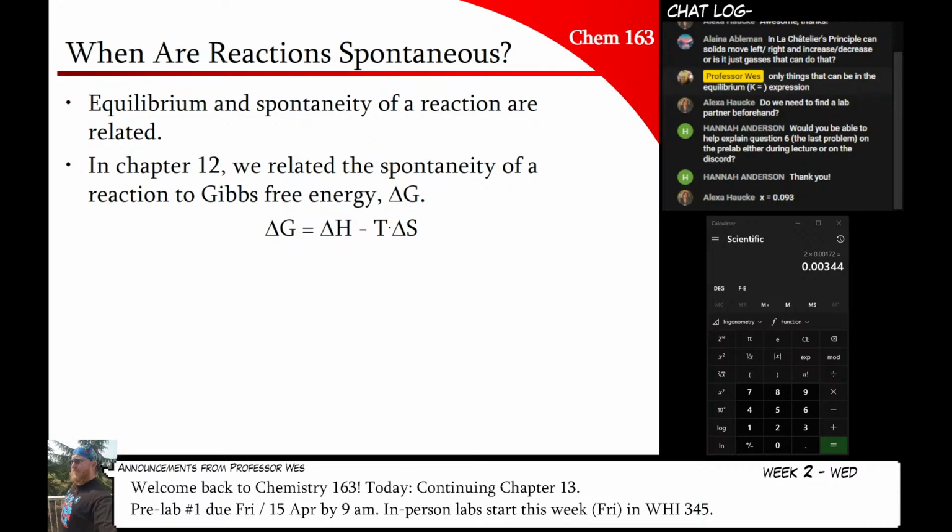What does that mean? Well, delta G tells you if a reaction happens, right? If delta G is negative, then the reaction is spontaneous. It'll just go on its own. You don't need to provide any input. And also, if delta G is positive, the reverse reaction is spontaneous.